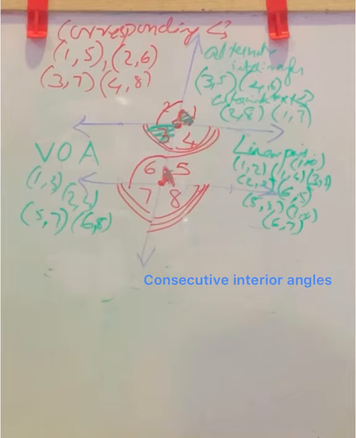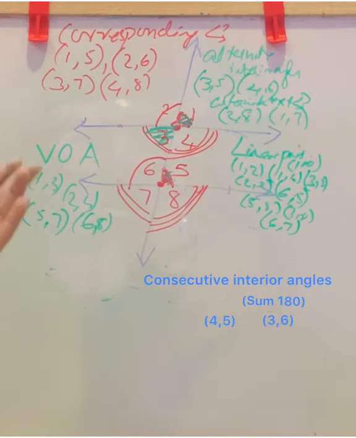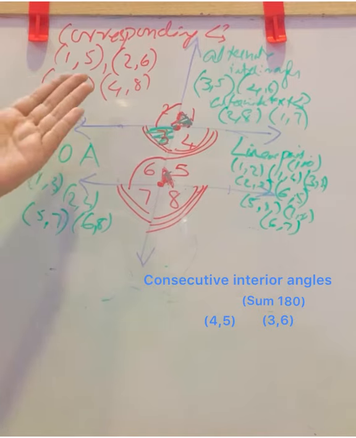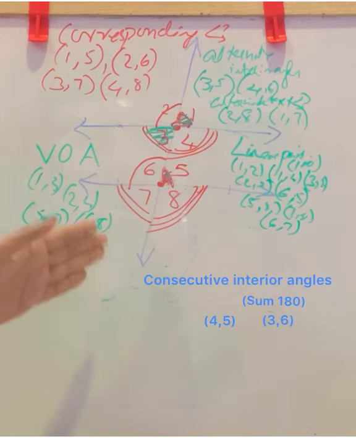Next type of angles are consecutive interior angles. These angles lie on the same side in interior. You can see angle 4 and angle 5 and their sum is 180. Similarly, angle 3 plus angle 6, the result will be 180. They are consecutive interior angles. So these are the properties of pairs of angles while a transversal is falling on two parallel lines.